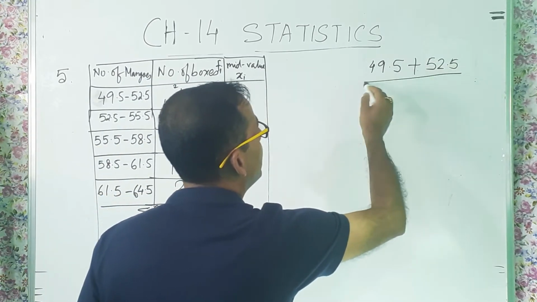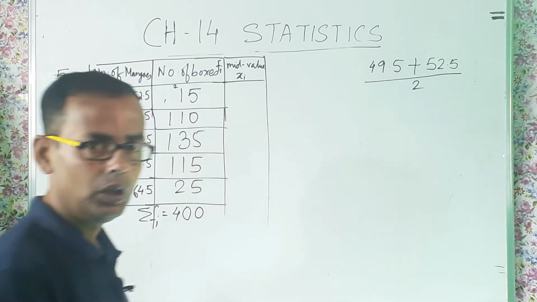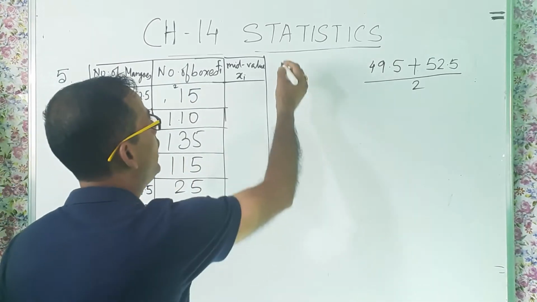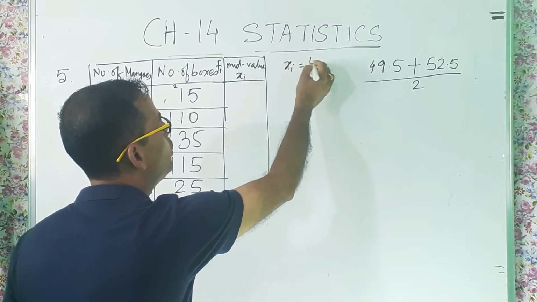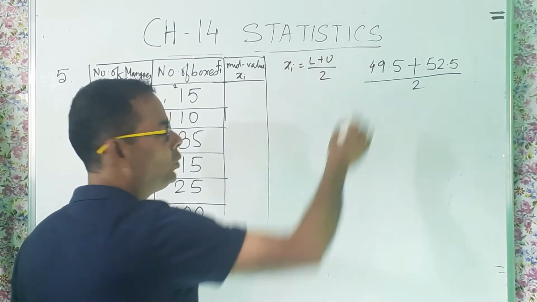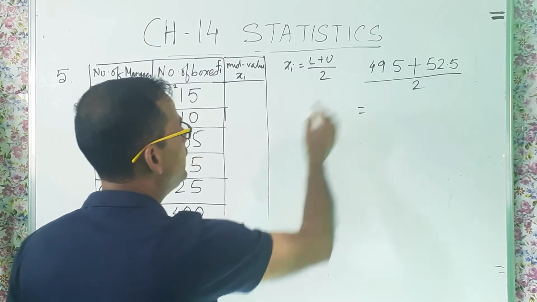52.5 divided by 2. Okay. And I think by now you know the formula. What is the formula? Xi is equal to (lower plus upper) divided by 2. Now, this 2 I will add. So, what will it come?